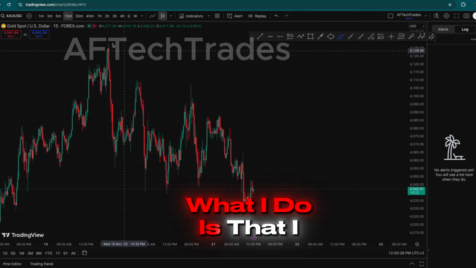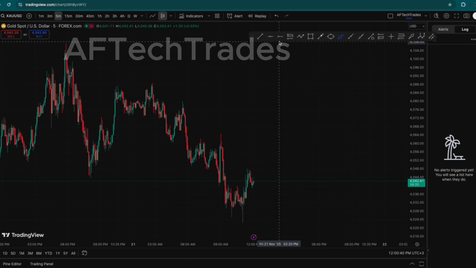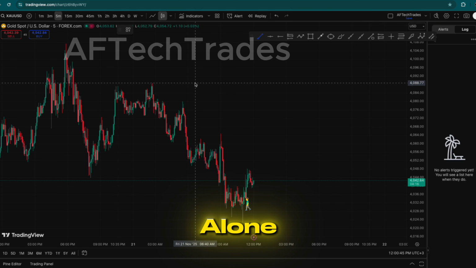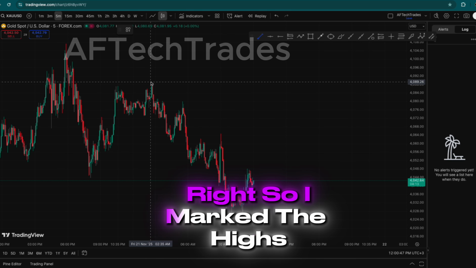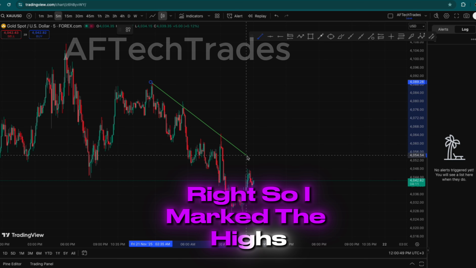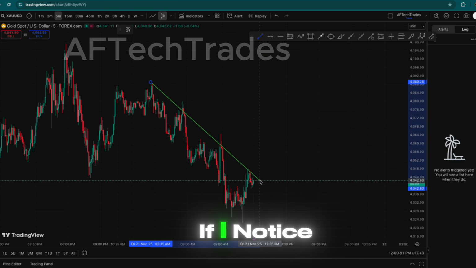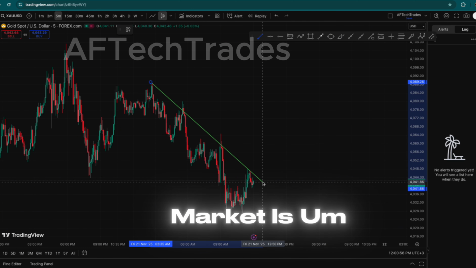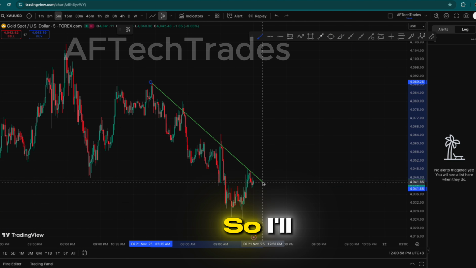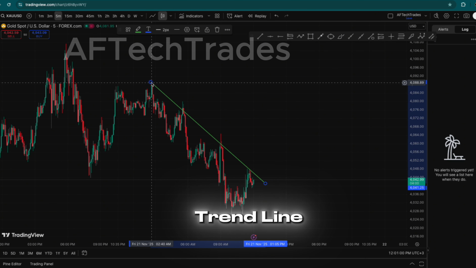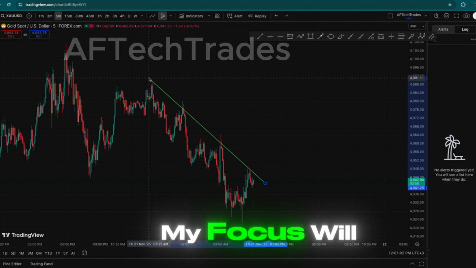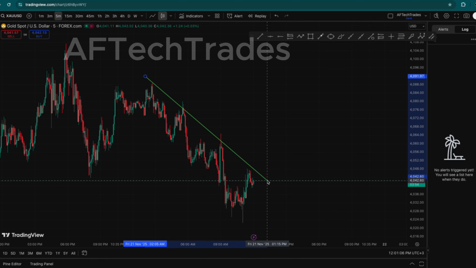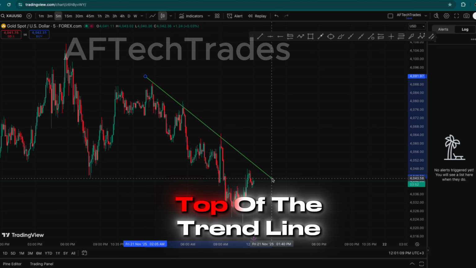So what I do is I go back to my 5-minute time frame and mark. Remember, the rule is using a trend line alone, right? So I mark the highs. If I notice that currently the market is in a downtrend, I'll be marking the top of the trend line. My focus will be just the top of the trend line.